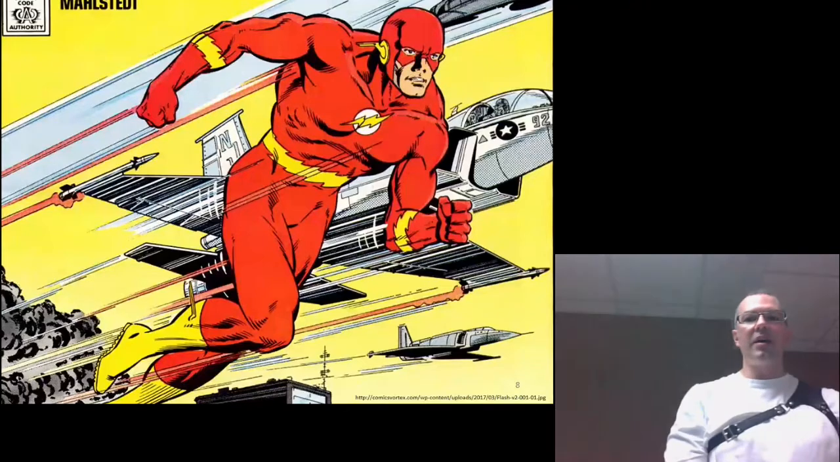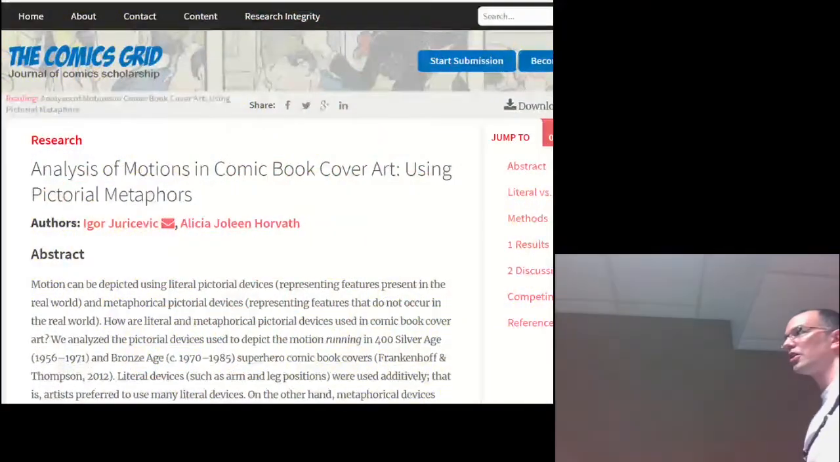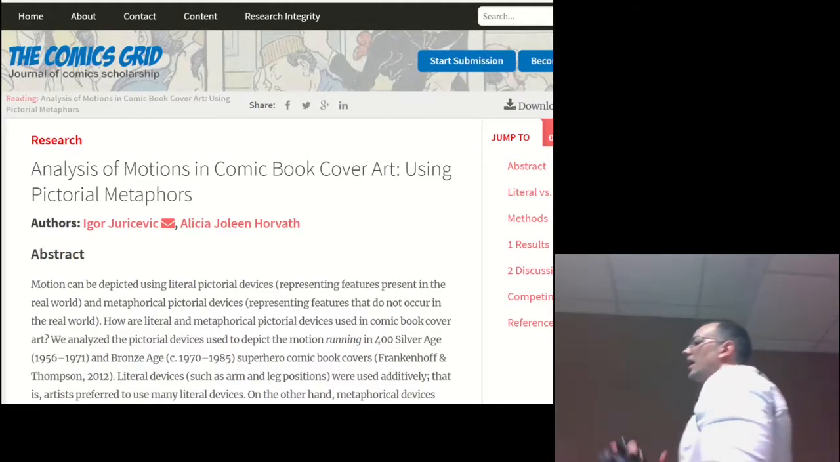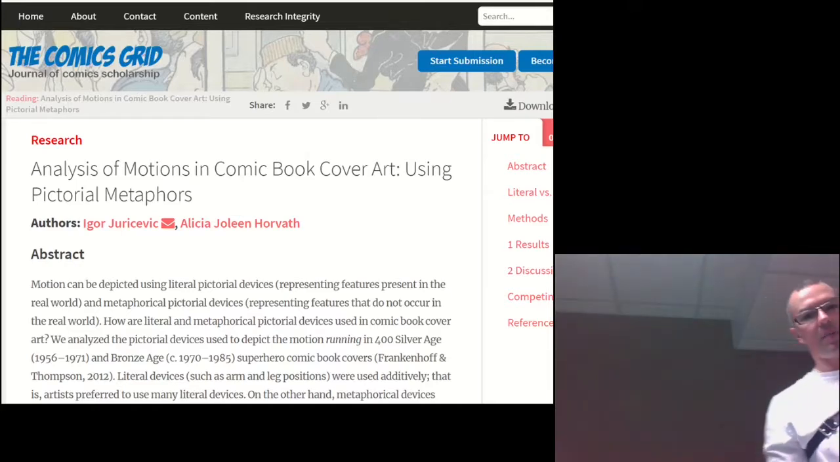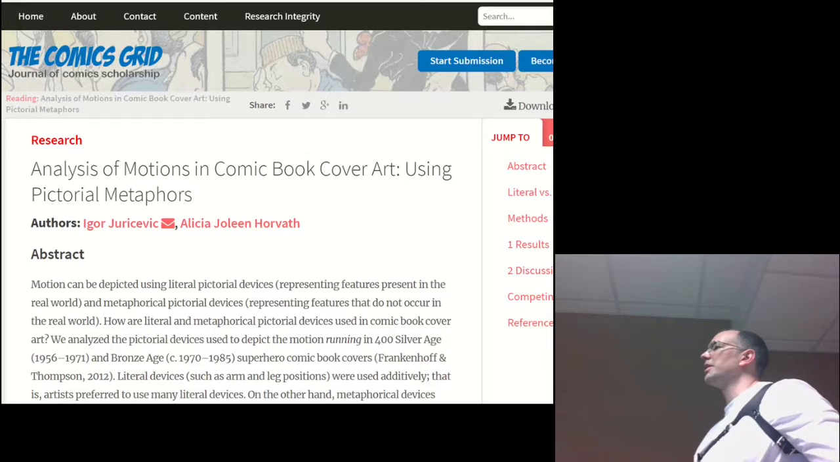And what we found, and this is one of the articles that we're going to actually read as part of the course, is that when combining literal and metaphorical information, they'll combine as much literal information as they can in a picture, but they'll only include one metaphorical device, one piece of metaphorical information. And we're going to see what that tells us about how we process literal and metaphorical information in general. And we'll take a look at that later on in the semester.